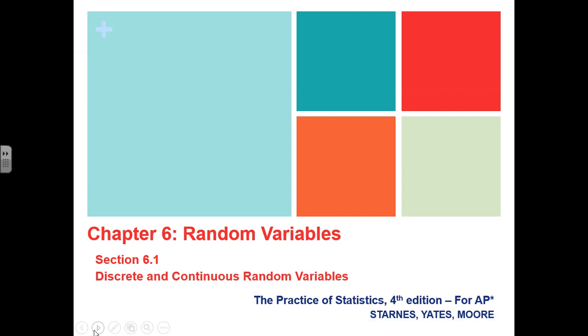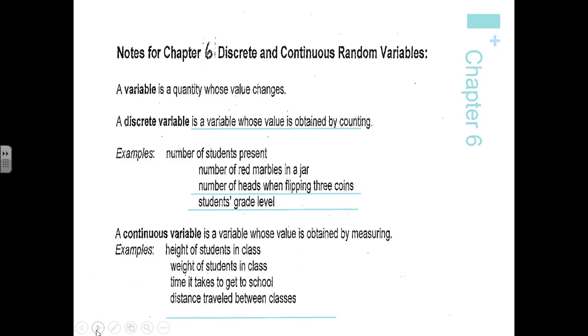Hello, AP Stats. This is Chapter 6, Random Variables, Section 6.1. We're just going to go through the first section today, and some of this is definitions, so make sure you get it down in your notes that you should have printed out, and you clearly understand. This goes along with your reading. Just make sure you're looking through and reading through your first section of the book as well.